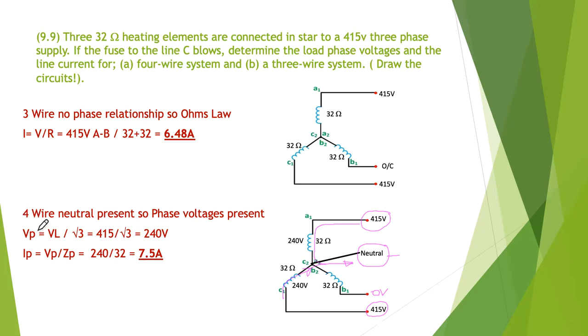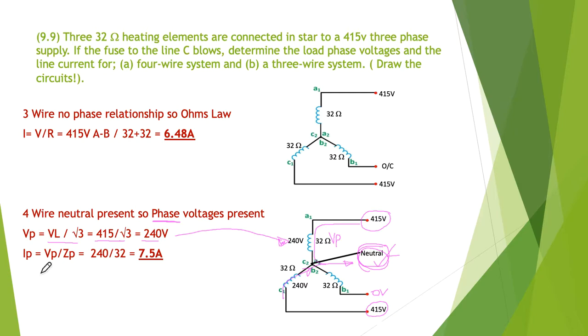So in a 4-wire system with neutral present, the phase voltages are there. Because this neutral is here, volts phase is also here. So we're going to have to work out what volts phase is. Volts phase is the voltage line divided by root 3, 415 divided by root 3, we've got 240 volts. So our phase voltage is 240 volts, and it's only present because we have a neutral.